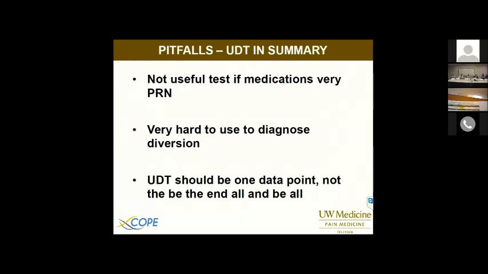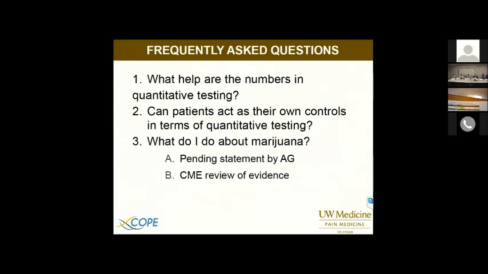So what are the pitfalls? The pitfalls in urine drug testing is it's not a good test if patients are taking very PRN medications. So if you give them just a few pills a month, you're not going to be able to monitor with this. If you're looking for illicits, it's another thing. It's not a test for diversion, and it should be one data point, and you should be putting together all your data, not just the urine drug testing.